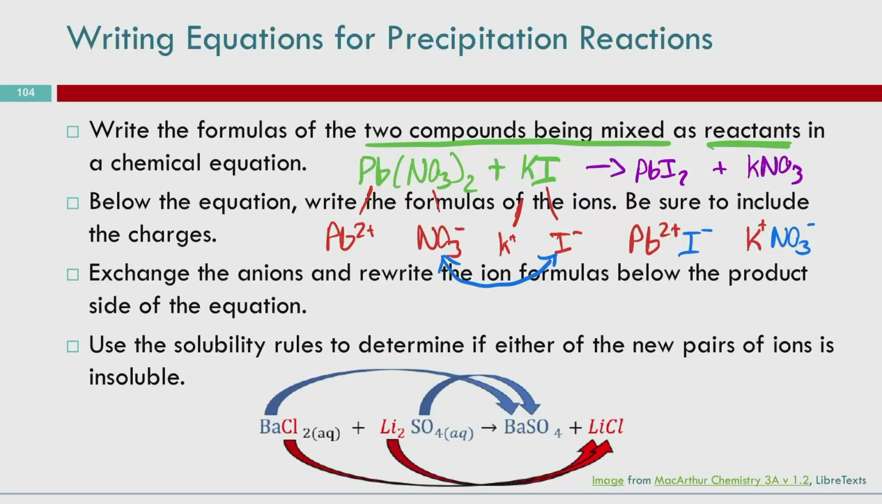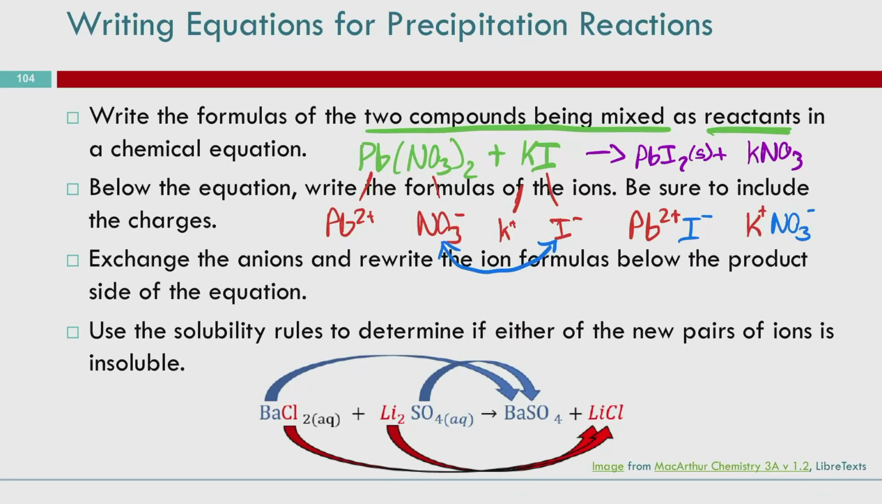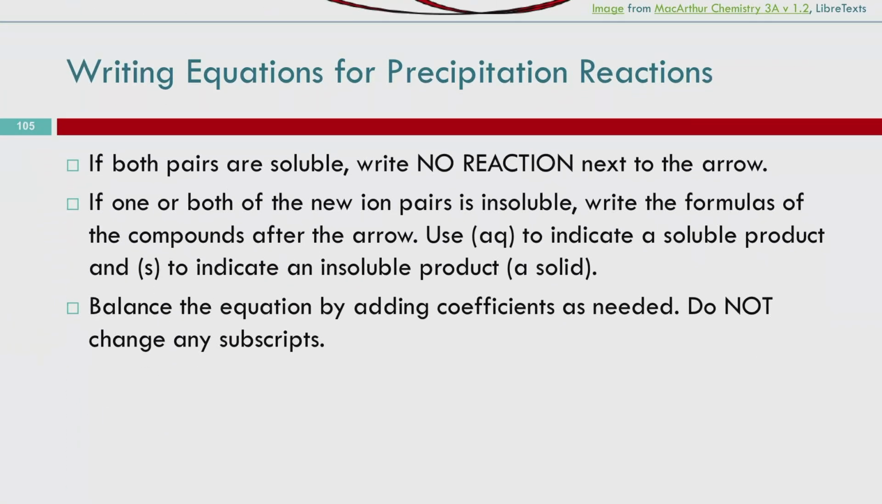And then what we would do is see if either of these is insoluble. If one of these is insoluble, we know that lead 2 iodide is insoluble. Then it would get an s after it, and we have a precipitation reaction. If neither of them is insoluble, neither of them has the little s behind it, there's no reaction. We've just mixed 2 solutions together, nothing happened. So if both pairs are soluble, write or choose no reaction.